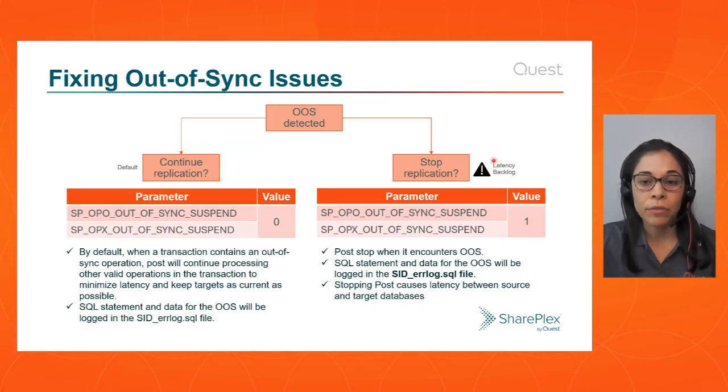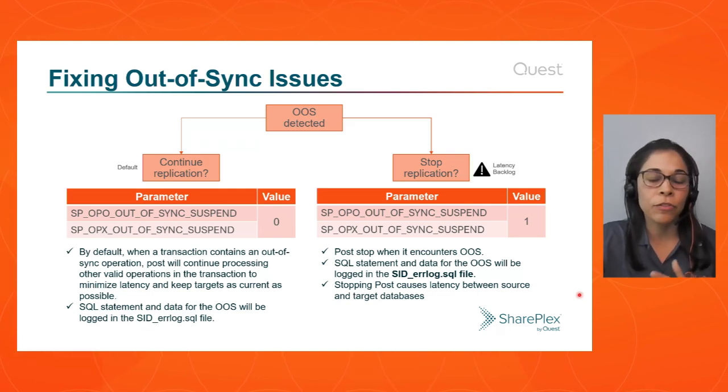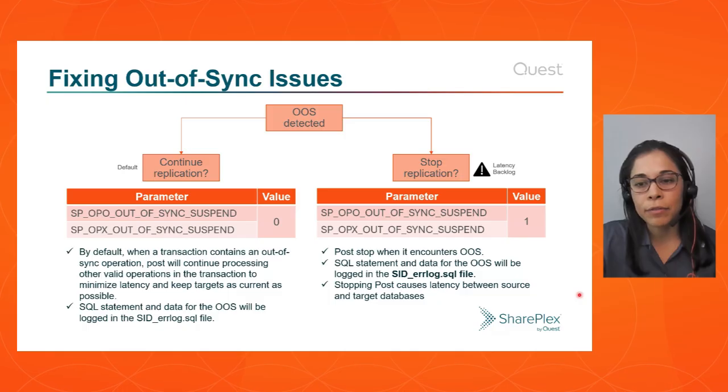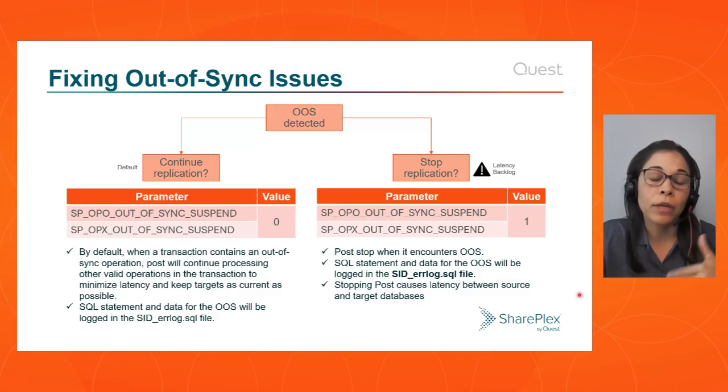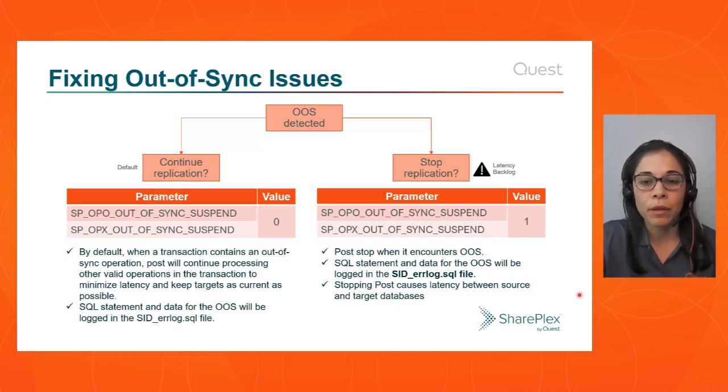On the other hand, on the right side, if replication is configured to stop upon detecting an autosync using those parameters that we talked about, then the post process will halt as soon as it detects the issue. This will cause latency and the backlog starts building up. In this scenario, the autosync operations need to be manually corrected in the target database, or the message must be discarded from the post queue before you can start the post process again. You can open a support ticket, no problem. We can help you with that if you require assistance.